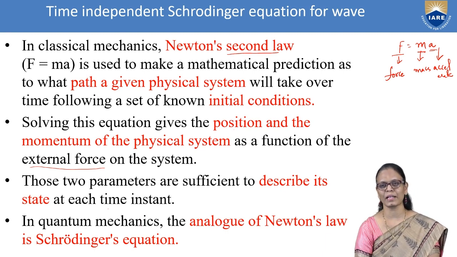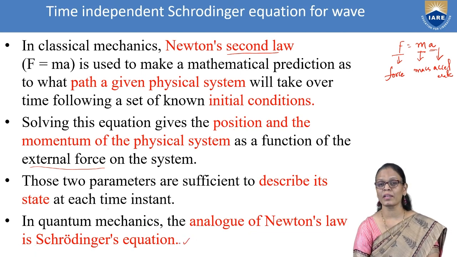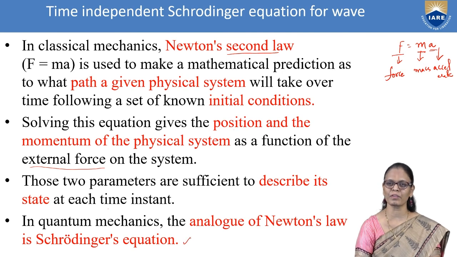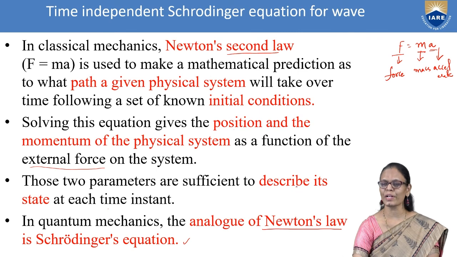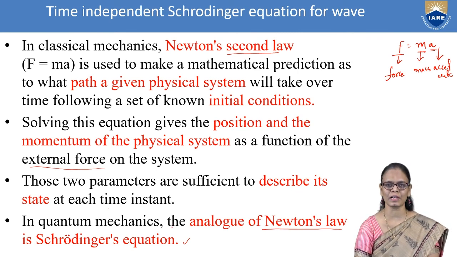So in quantum mechanics, the analog of Newton's law is the Schrodinger equation. Because the Schrodinger equation is a new equation, you should not get confused. Once you are clear about Newton's law, how we use it to understand the position as well as the momentum of a particle, the same way we will use the Schrodinger wave equation to understand the behavior of the particle as a wave.